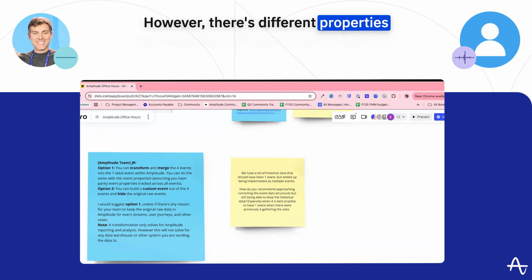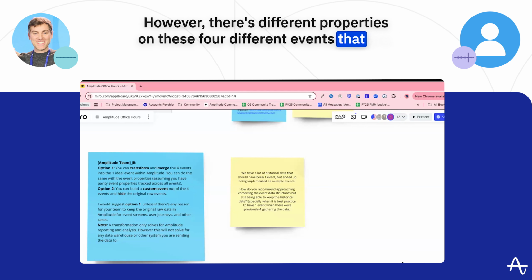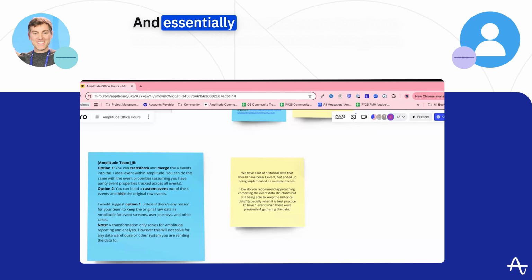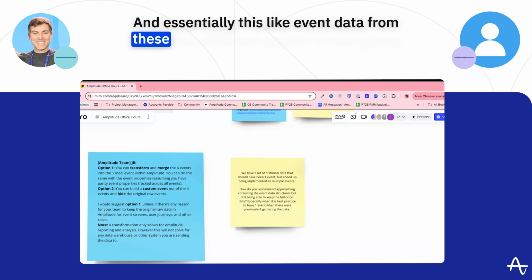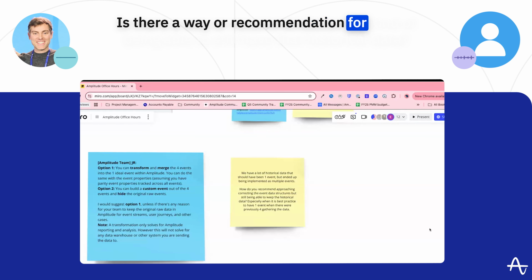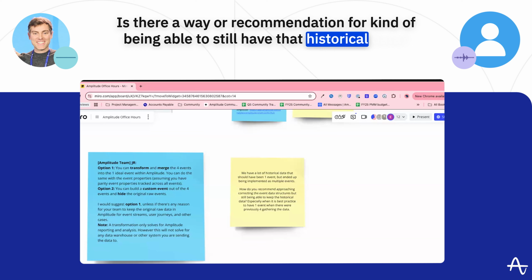However, there are different properties on these 4 different events that are currently being triggered that I want to make into one. Essentially, the event data from these 4 different events is now going to just be a property on this new event. Is there a way or recommendation for still being able to have that historical data?